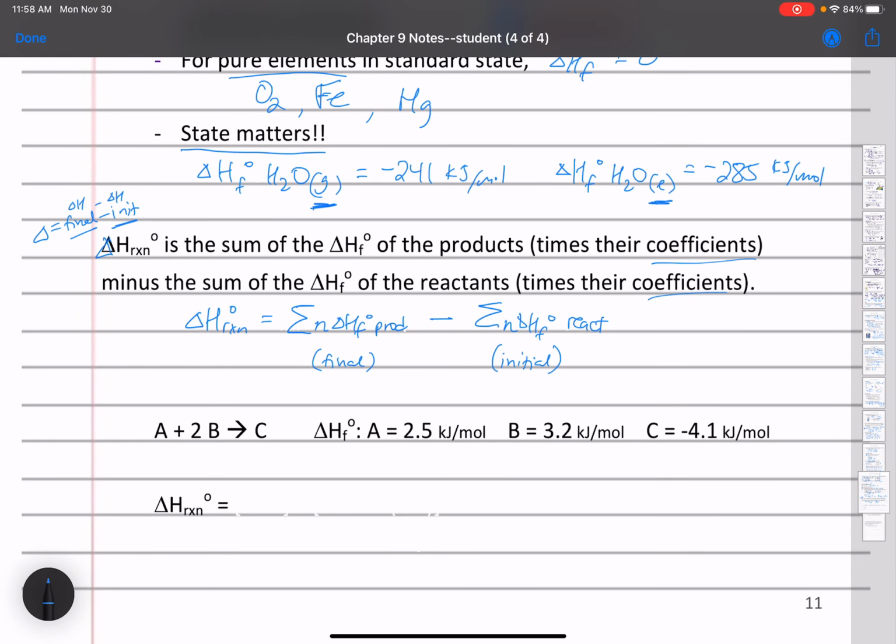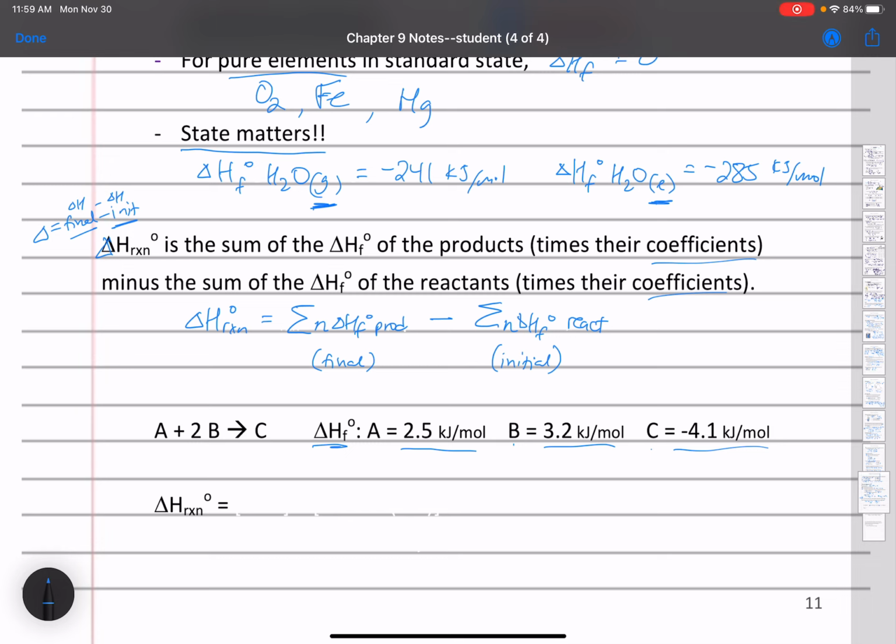So for a generic example, if we had this generic reaction, A plus 2B reacts to form C, and let's say we had a table to look up the heat of formation of each of these things. So the heat of formation of A is 2.5 kilojoules per mole, heat of formation of B is 3.2, and heat of formation of C is negative 4.1 kilojoules per mole.